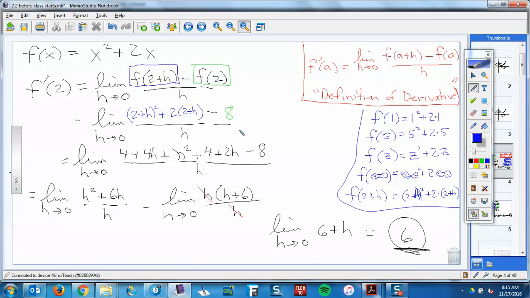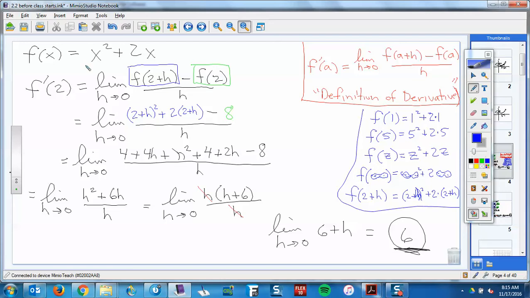Go back to this. All right. So this was just an example one, and so yeah, f of 1 would be this, f of 5 would be this, f of z means put a z in for the x, f of peanut means put a peanut in for the x, f of 2 plus h means put a 2 plus h for the x. So I used a little bit of color here to differentiate.